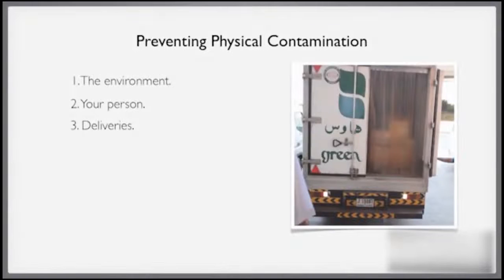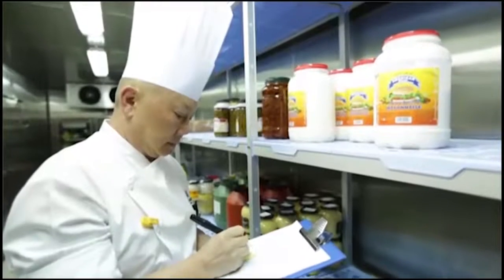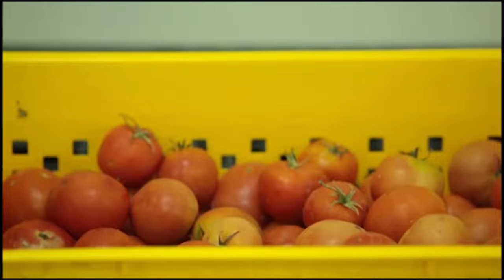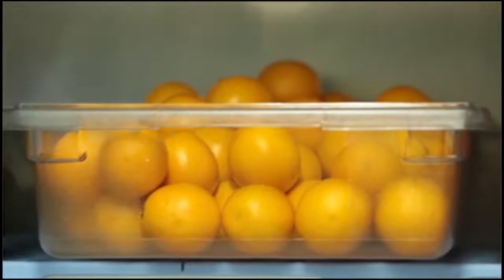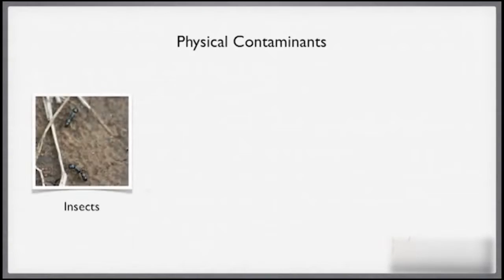Ensure that when food is received, the packaging is not damaged. Remove food carefully from boxes and do so in an area that is separate from the food storage area. This minimizes the risk of the food being exposed to physical contaminants, such as insects or dirt.